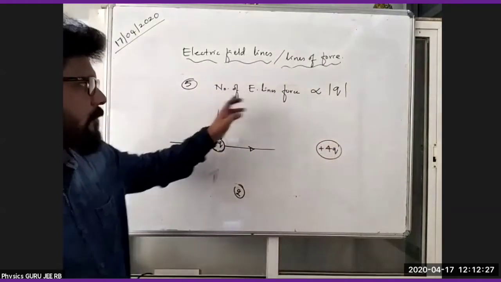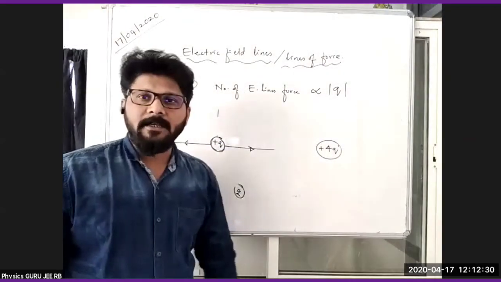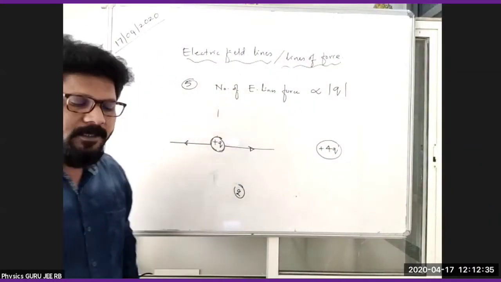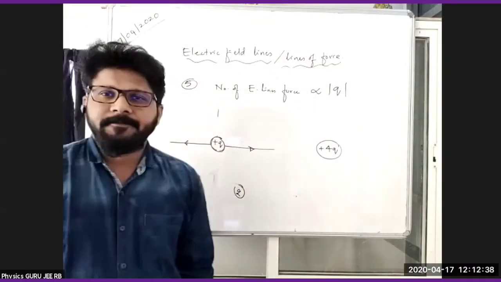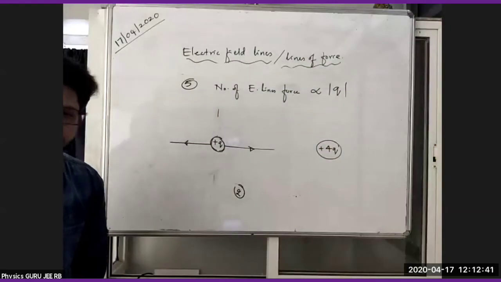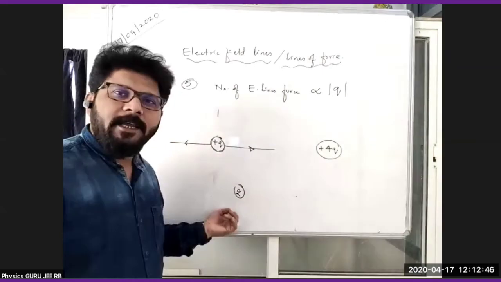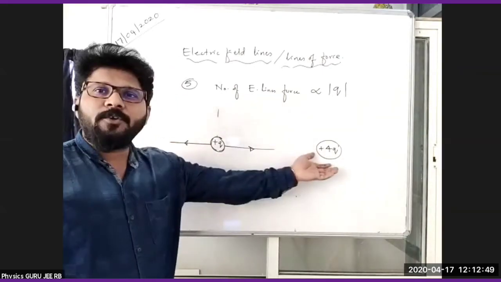So what is the meaning of number of electric lines is directly proportional to magnitude of the Q? For plus Q, 2 lines are there. For 4Q, how many lines should be there? Can you tell me? Everybody. How much? 8. Right? Because for charge plus Q, 2 electric lines are there. Plus 4Q, how much should it be?